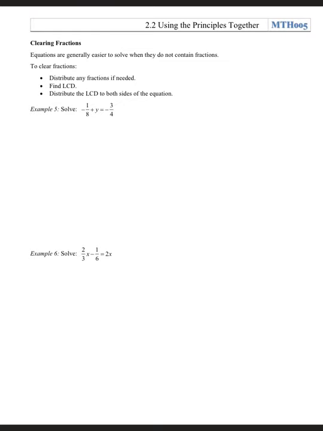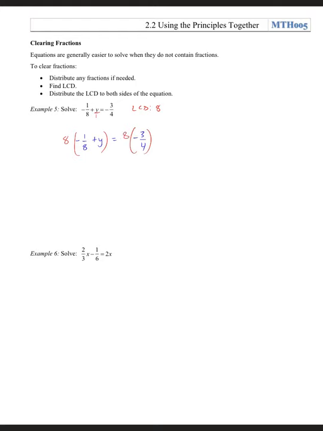So the steps here say: 1, distribute if needed, find the LCD, and then distribute the LCD to both sides. So when we look at this first one, we see negative 1 over 8, a y over 1, and a negative 3/4. The LCD of this would be 8. So now what we have to do is distribute an 8 to both sides. So I'm going to start by rewriting the equation. Now I'm going to write it with the distributing of an 8 to both sides.